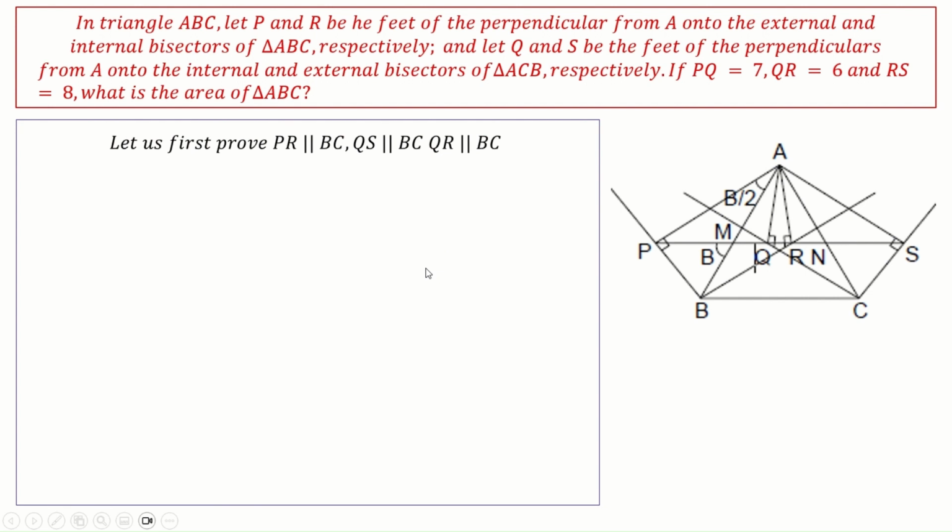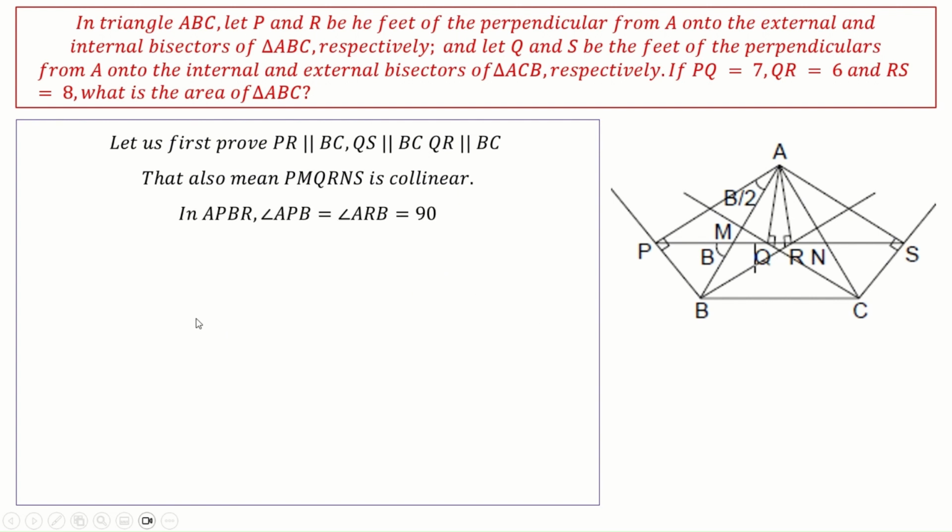First, let us prove PR is parallel to BC, QS is parallel to BC, and QR is parallel to BC. That means basically P, Q, R, S are all collinear. So first let's prove they are parallel.